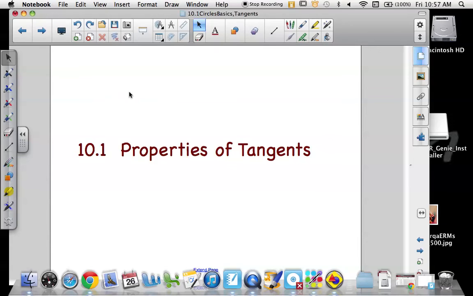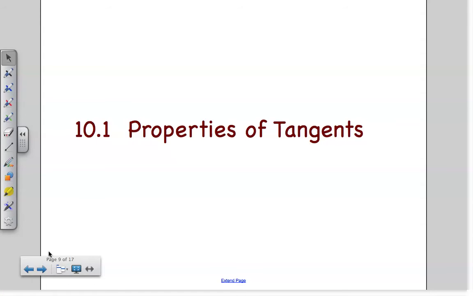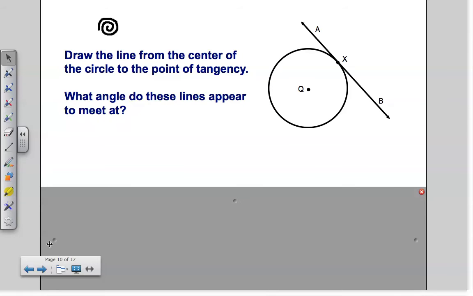Second part of section 10.1, we're going to look some more at tangents and properties of tangents. And the first thing we're going to do is a little discovery. I'm going to draw the line from the center of the circle to the point of tangency. If you think about any line from the center of a circle to a point on the circle, that's a radius, right? And my question is, what angle do these lines appear to meet at? What angle does it look like the radius meets that tangent line?